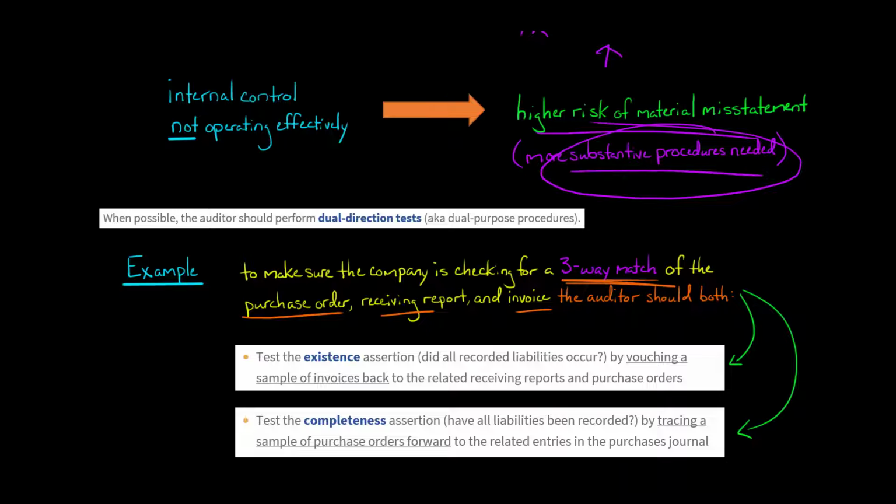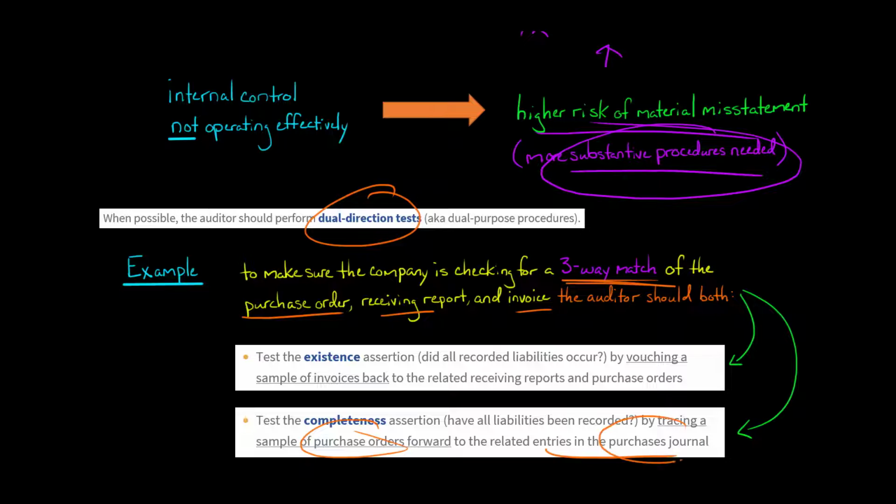But you could also go the other way, and that's what we call this dual direction test. Instead of vouching back, going from the invoice back to the supporting documents, we could start with a sample of purchase orders and then go forward, trace it forward. Remember, you vouch back and you trace forward. So trace a sample of purchase orders forward to the receiving reports, to entries in the purchases journal. That would be testing completeness, because if we take a purchase order and then go and say, did that lead to a receiving report?